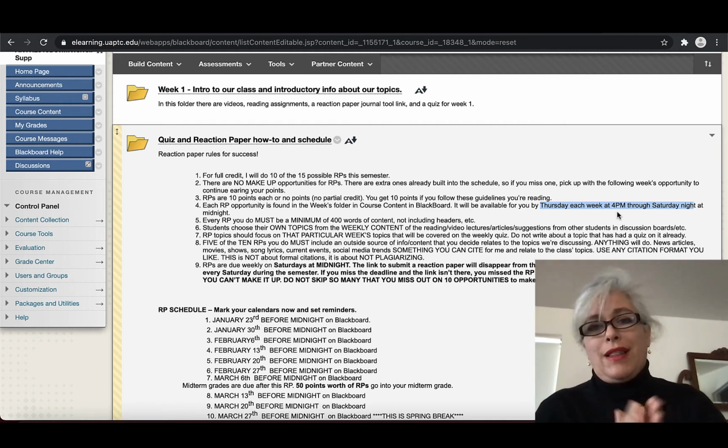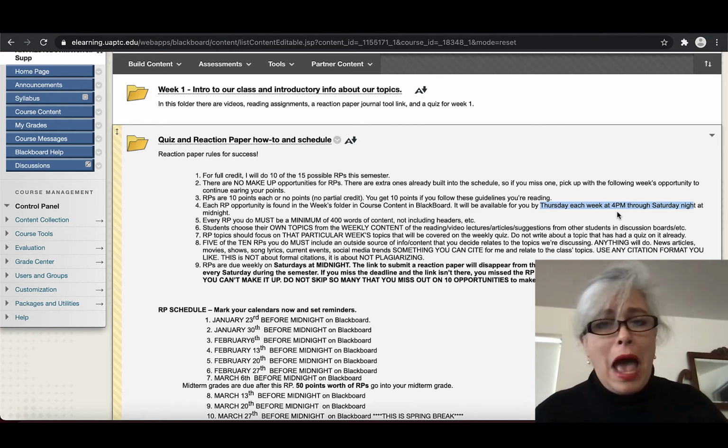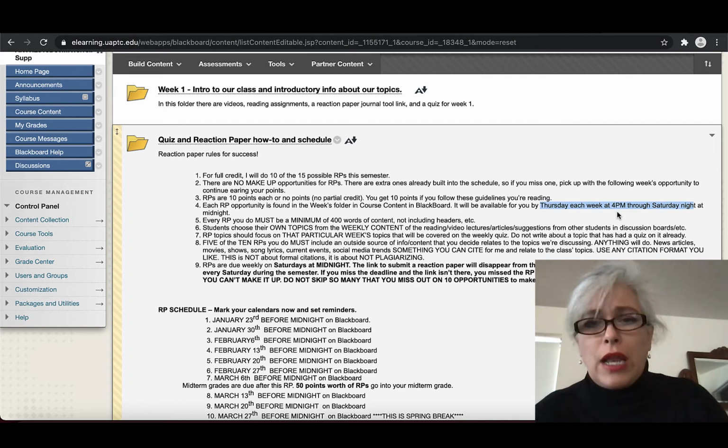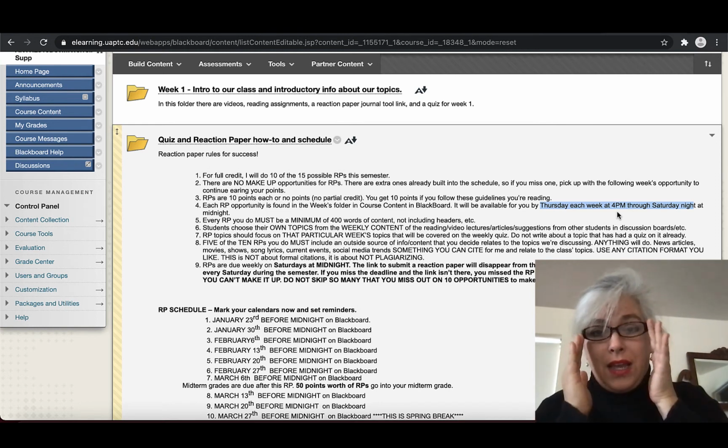Don't wait till the very last minute because you'll miss it and you will text me in the middle of the night, I missed it, my electricity was out, I'm so sorry, will you let me turn it in? And I am sorry, but let me tell you right now, sweetheart, it's not personal. It's the rule. No, you can't submit a reaction paper that you missed. The link has disappeared and you haven't submitted anything. It is not personal.